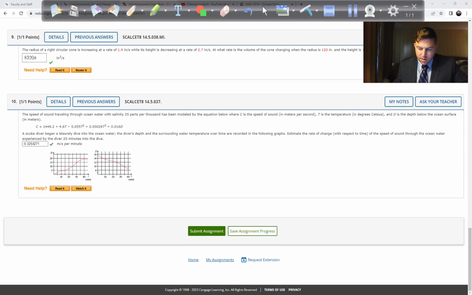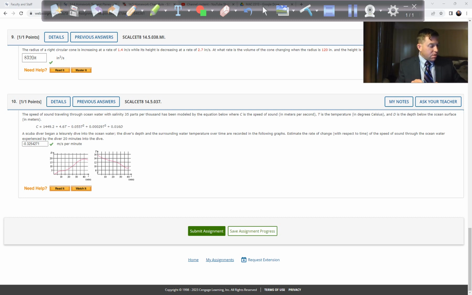Problem 10 is kind of interesting because we have a picture. We've got this scuba diver swimming in the ocean. This is kind of a weird problem. C is the speed of sound in the ocean. The speed of sound changes in the medium it is in, and it will actually slow way down in denser materials. Like if it goes through diamond, it goes way slower than through air. Well, it doesn't travel in vacuum, so nothing going on there. So the speed of sound is a function of temperature and the depth that the scuba diver is diving.